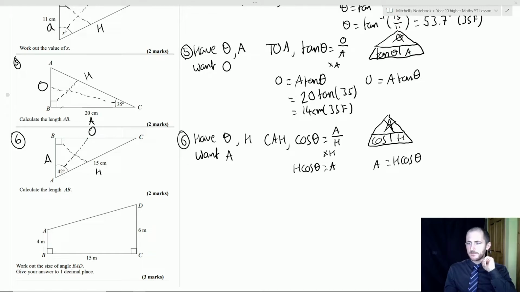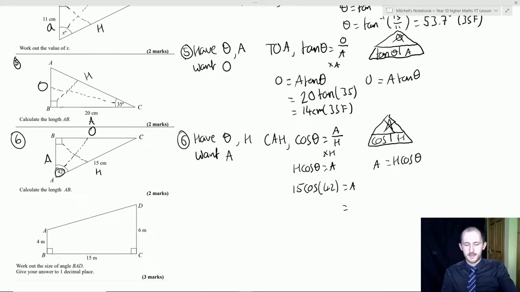So, now all I need to do is substitute in what they've given me. So h cos theta. Well, h is 15, so 15. And then we have cos, and what's our theta? It's whatever angle they've given us, or the one we want, which in this case is 42. And again, make sure this is in brackets, equals A, and again it's the same for both.